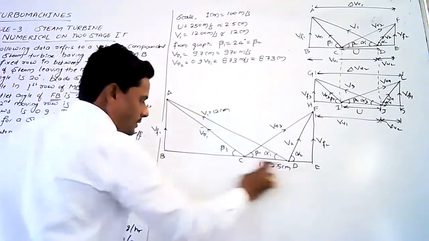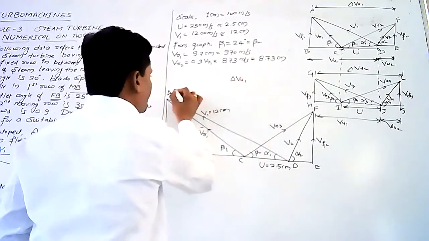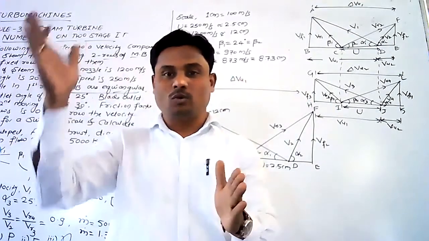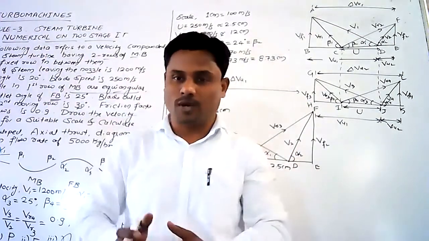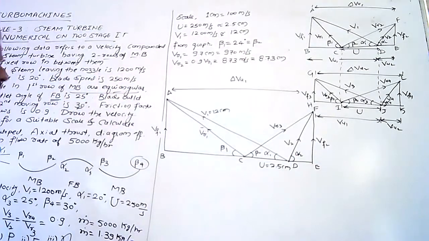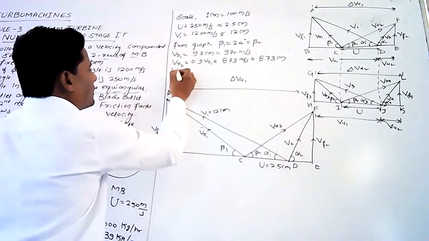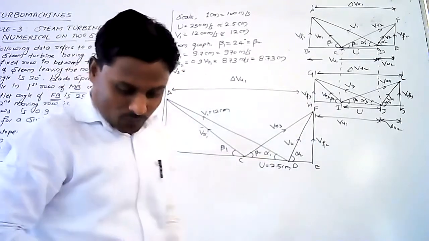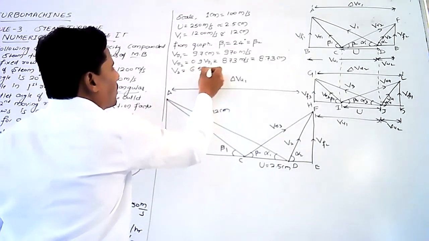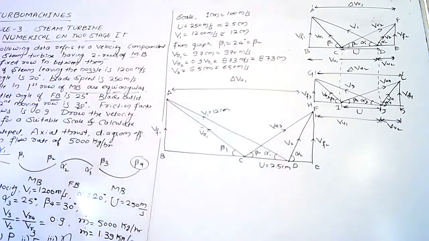Now the total gap between V and E is delta VU1. The perpendicular distance between the two parallel lines VF1 and VF2 is delta VU1. I hope this is clear. Now V2 can be measured from the graph. From the graph, the expected value for V2 is 6.5 centimeters, or 650 meters per second.